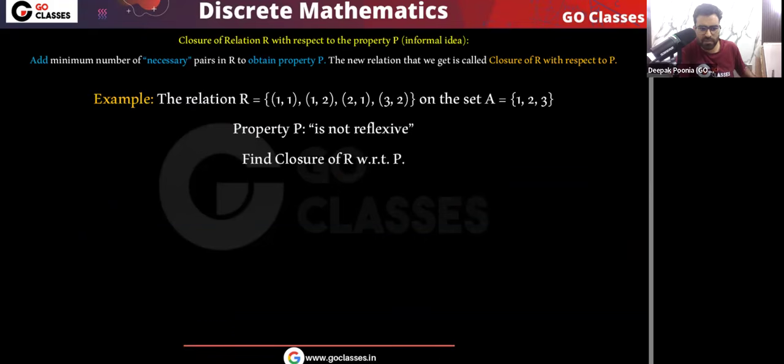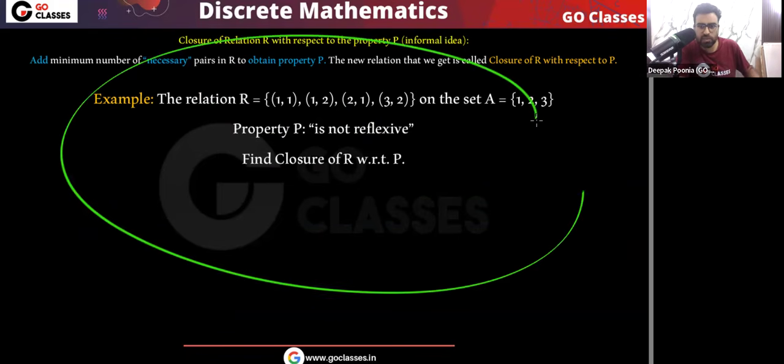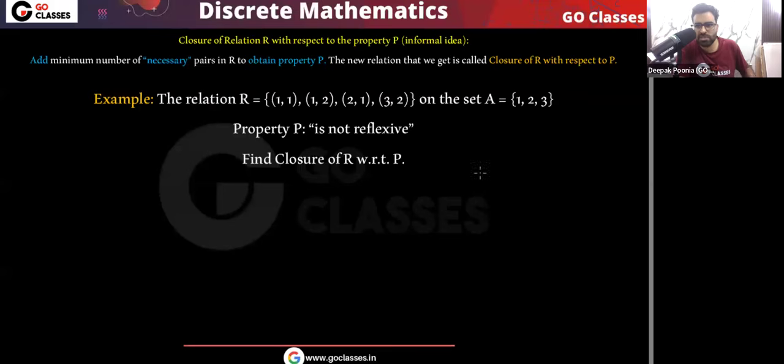Okay, simple. Tell me the answer for this question now. The property P is not reflexive. The relation is given to you and we want to satisfy the property that the relation should not be reflexive. Find the closure of R with respect to property P. Pause the video, try this question. This is a good, interesting question, and then play the video.